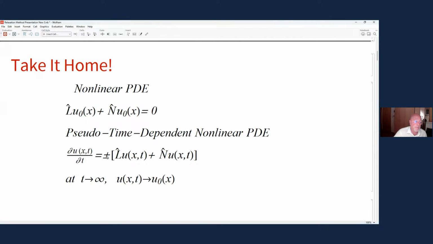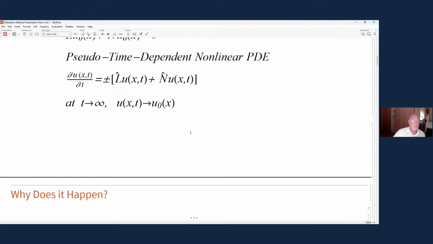Now, here we have plus minus. This plus minus I will discuss a little bit later. The point is that as soon as the pseudo-time tends to infinity, these new variables u will tend to u naught. So the whole solution of the time-dependent equation will converge to the solution of the stationary equation.